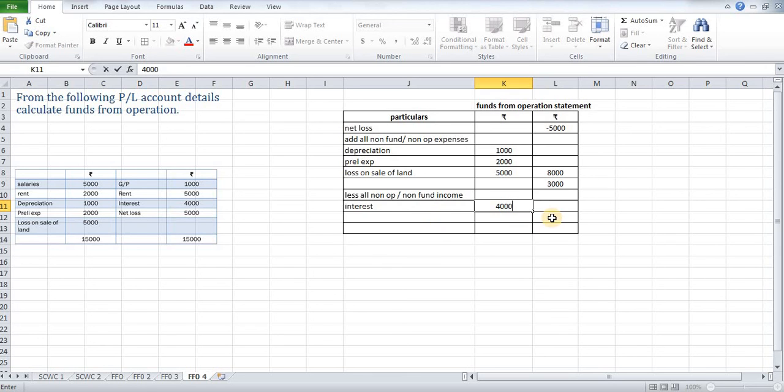So when we less the non-fund or non-operating income from the above value, we will get a negative figure, that is 3000 minus 4000. So it will be minus 1000. So here the company is not getting any fund from operation. So it is actually fund lost in operation. So we will mark it as fund lost in operation.